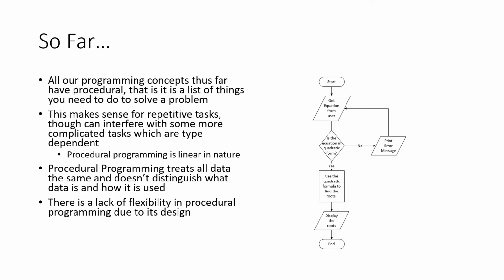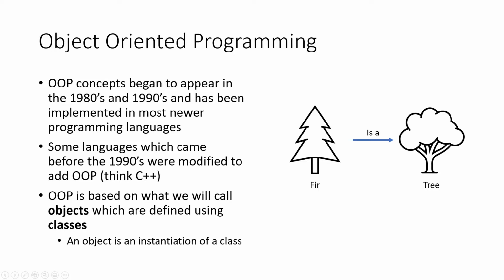The catch is that procedural programming looks at everything the same way. So basically we have our steps, we follow our steps, and we get to the answer, but we don't really care about the data that we're moving around, and there's no special way to handle different types of data. So there's no real flexibility here if you want to do something different, such as working with specific types of data and having different treatment for different types of data. So in the late 80s and early 90s, the idea of object-oriented programming came out and became popular.